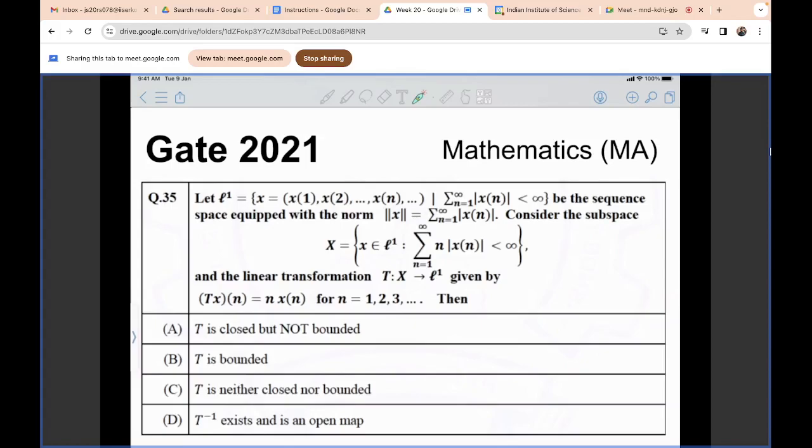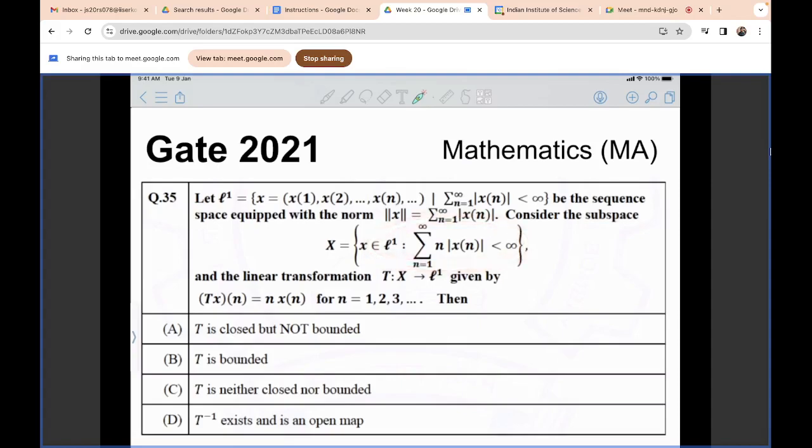Today we'll solve GATE 2021. This is a question from functional analysis. It's question number 35. Let L1 be the sequence space, of all sequences which are summable, and the norm is given by this. Then consider the subspace of L1, all such sequences such that the sum from n equals 1 to infinity of n times xn is finite.